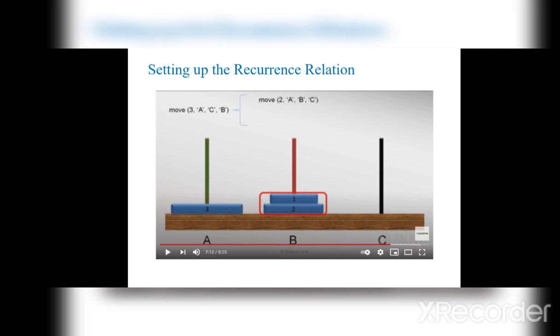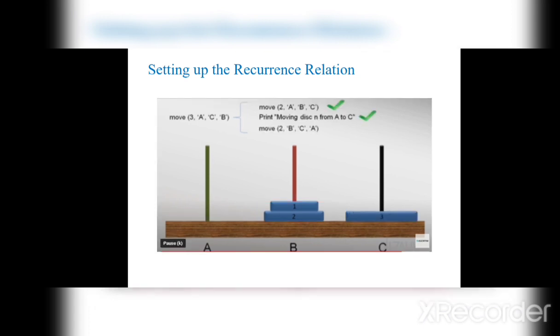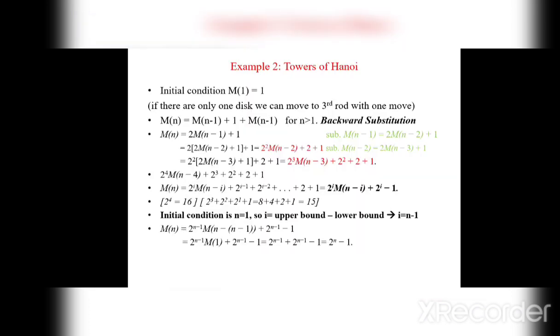So this is setting up the recurrence relation. Make a note of it. We are using the B rod as an intermediate for moving disks, so for moving disks from A to C. Here the initial condition is m of 1 equals 1. If there is only one disk, we can move it to the third rod with one move. Now we have to frame the recurrence relation equation, where m of n is equal to m of n minus 1 plus 1 plus m of n minus 1, for n greater than 1.